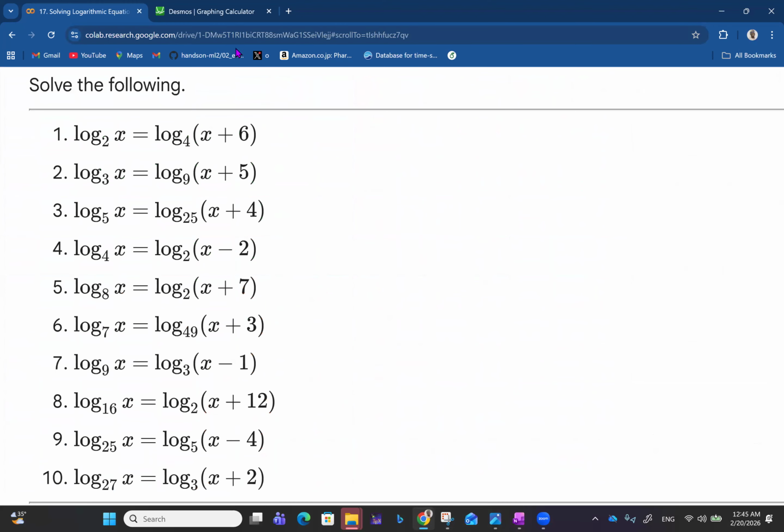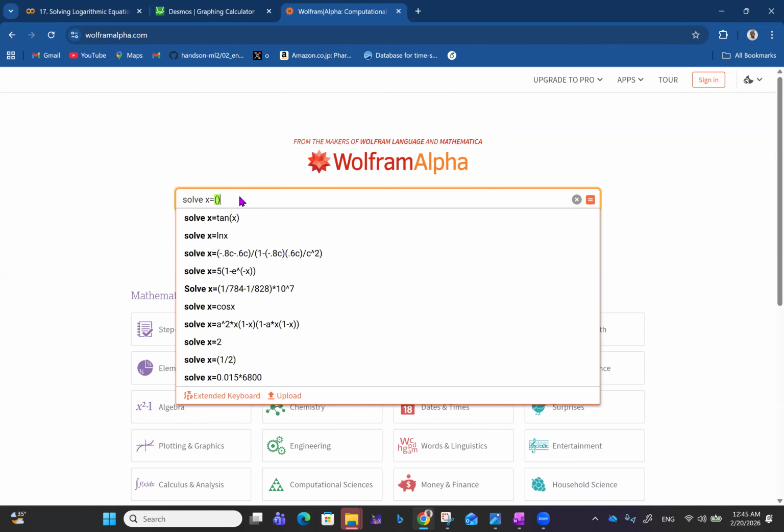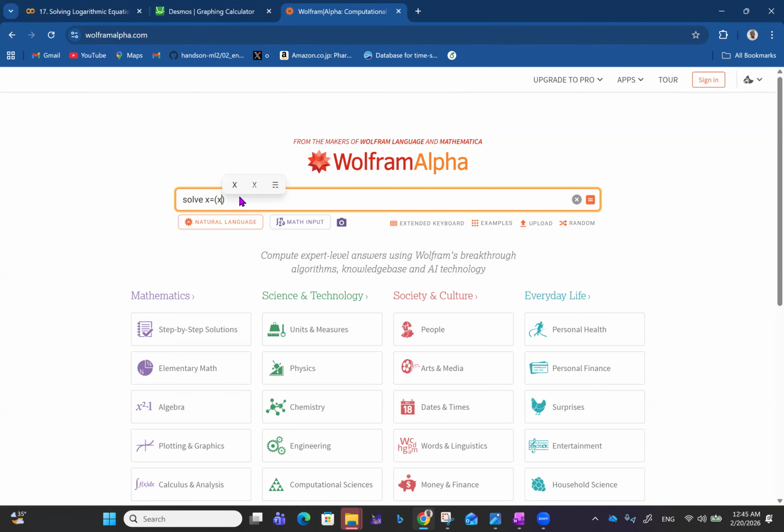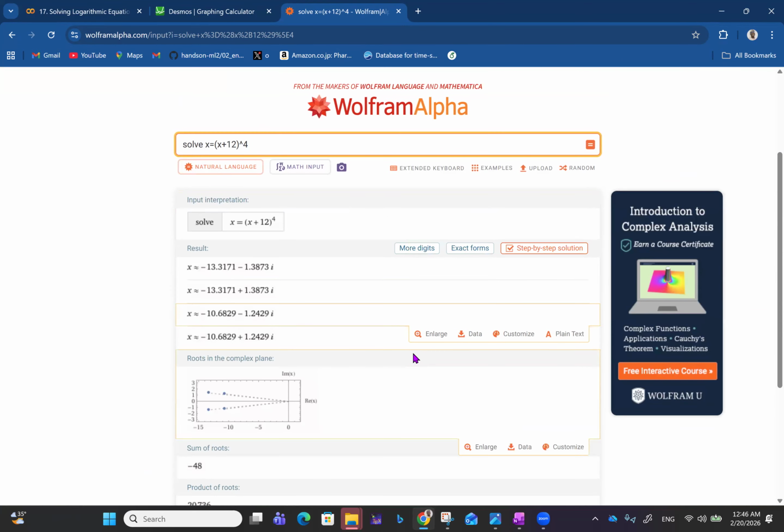So let me go to Wolfram Alpha and see what it has to say. I guess the solutions might be imaginary. Wolfram Alpha. So we want to solve x equals x plus 12 raised to power 4. If I want to solve it manually, it would be a lot of stress. That's why I'm doing this. Aha, okay, I get it now. All the solutions are imaginary. Okay, but these are the solutions right here.